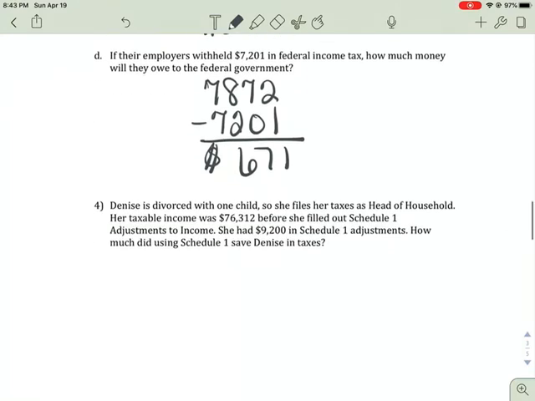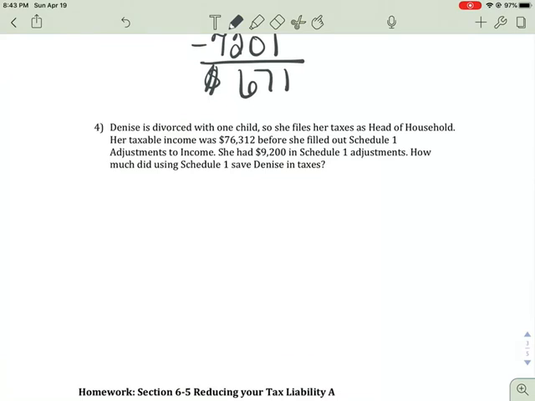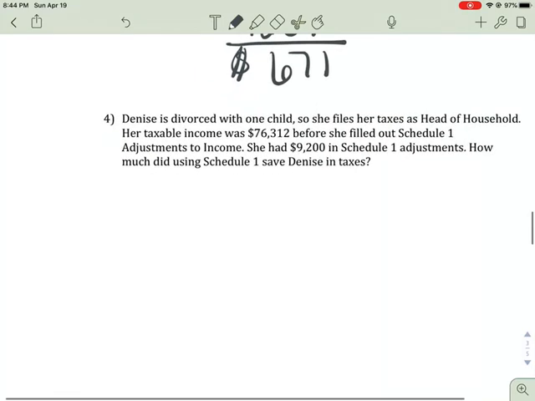All right, let's try one more and then we'll call it a day. So we have Denise here who is divorced with a child and she files as head of household. Her taxable income was $76,312 before she filled out all the adjustments to her income. She had $9,200 in Schedule 1 adjustments. How much did doing the Schedule 1 save her in taxes? So I guess we better figure out how much she had before the deductions and how much she would pay after deductions. Because sometimes it may not be worth it to take all those deductions. Sometimes the credit might be better.